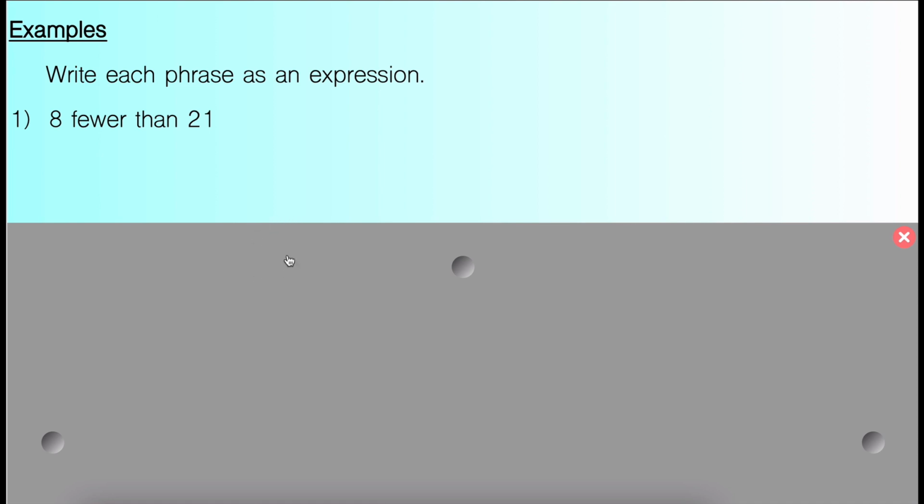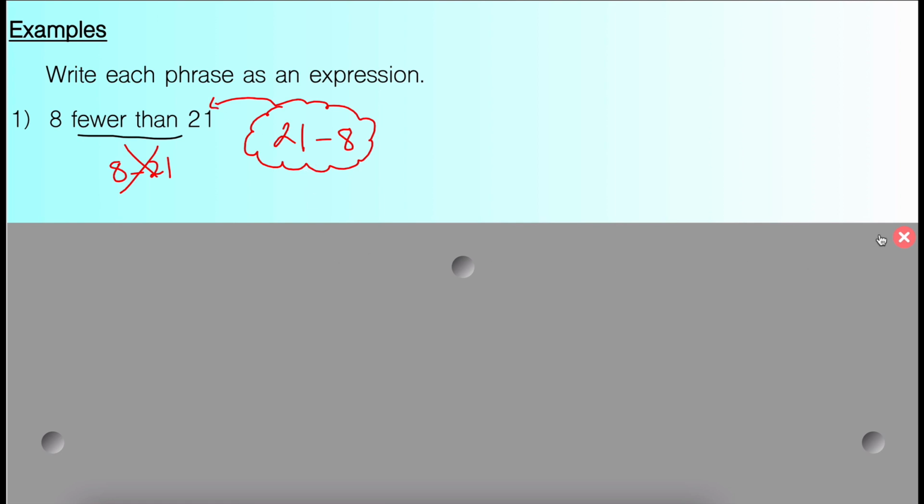So numbers and operations. For this one, fewer than, to me, says subtraction. The easy wrong answer would be 8 minus 21. That's not right. It's 8 fewer than 21. 21 is what I'm starting with, and I want to go 8 fewer than that. So I'm taking 8 from 21. This would be the expression that represents this word phrase.